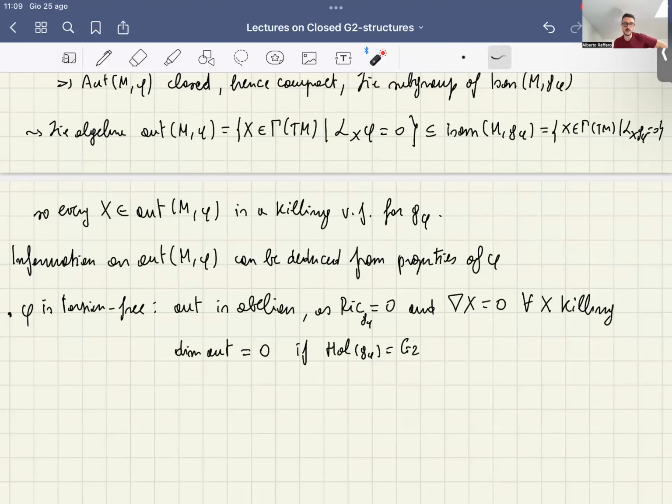group has trivial Lie algebra. And so in particular, since the manifold is compact, the identity component of the automorphism group, and the automorphism group itself, has to be finite. So you do not have continuous symmetries.